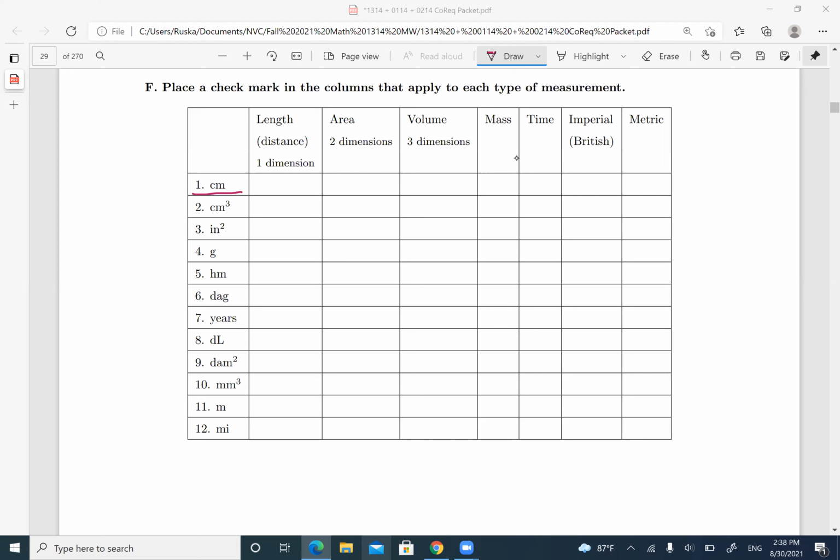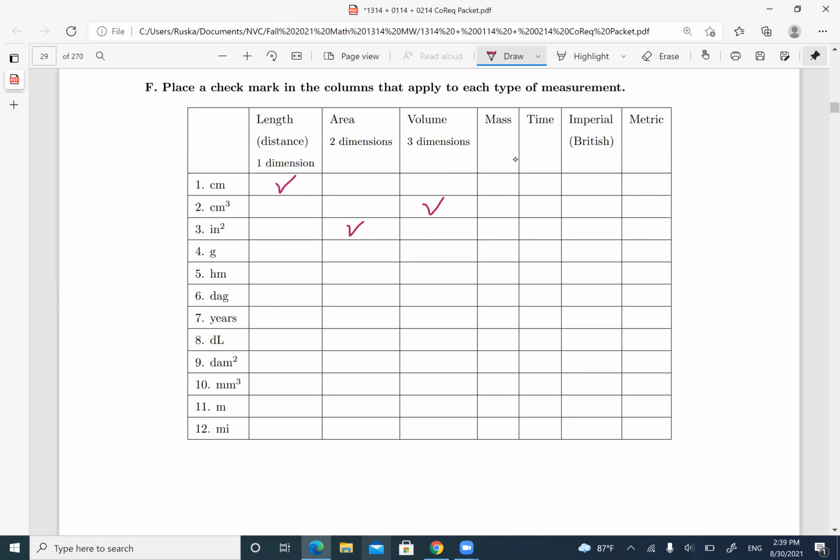That's right. I'm going to put the check mark here. Everybody understand what you're doing? 1 dimension, that's right. So that's centimeter. Now, centimeter cube, cubic centimeter. What is it going to be? Length, area, or volume? Volume. Volume, that's right. Inches square, what is it? Length, area, or volume? Area. Area, 2 dimensions, that's right. The square tells you what dimension it is.